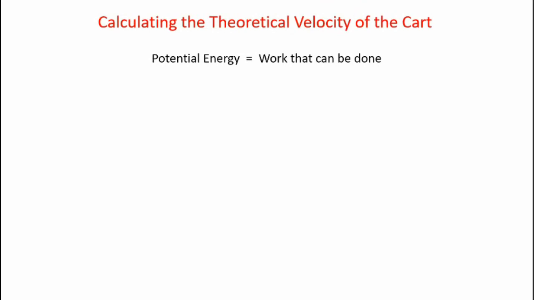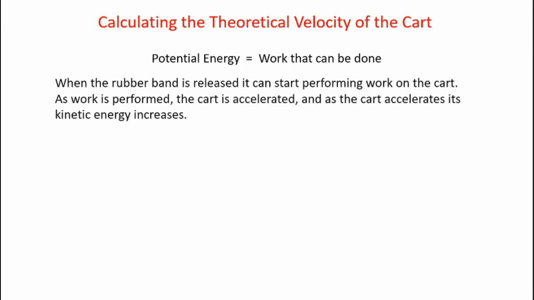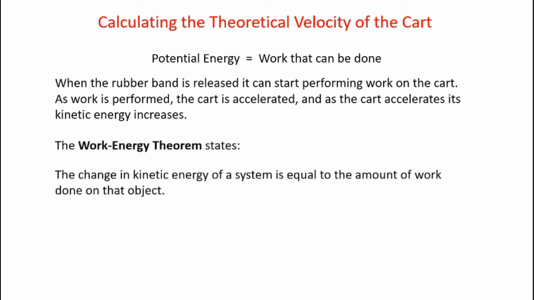Now we can calculate the theoretical velocity of the cart after being pushed on by the rubber band. Now recall that potential energy is the work that can be done, and the potential energy is the area under the force versus distance curve. Now when we release the rubber band, that work is performed on the cart, and that work causes the cart to accelerate, thus increasing its kinetic energy.